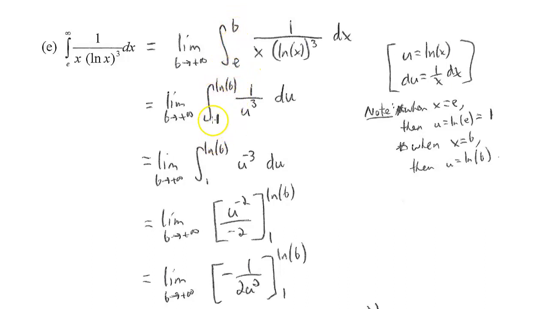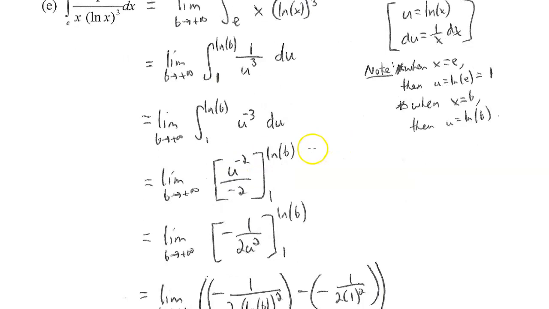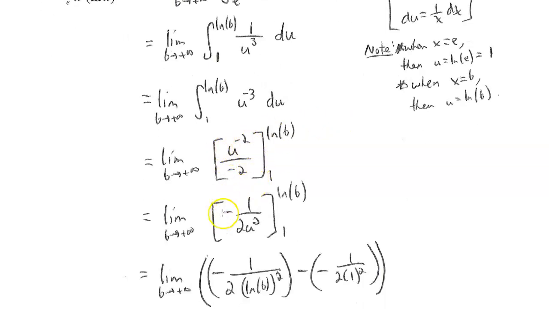You could decide to keep them the same, but then you'd have to go back to x's in the end. Okay, so let's integrate 1 over u cubed. Now this is not going to involve a natural log. If it were just 1 over u, it'd be natural log of the absolute value of u. But if it's 1 over u cubed, remember we write it as u to the negative 3. And to integrate u to the negative 3, we do it as u to the negative 2 over negative 2, which is the same thing as negative 1 over 2u squared.